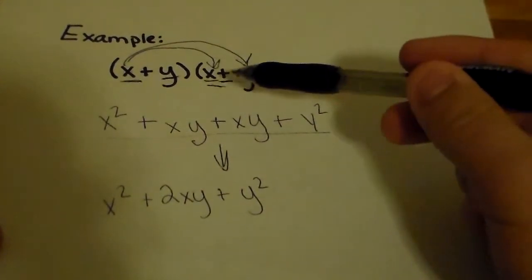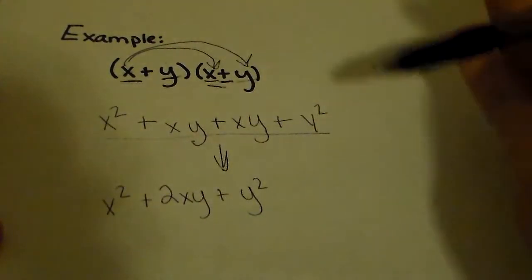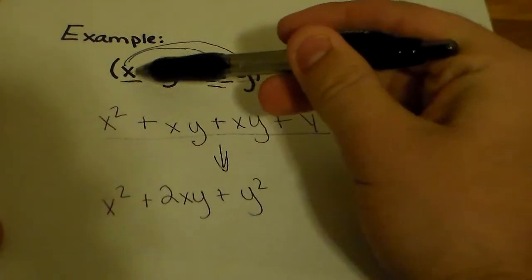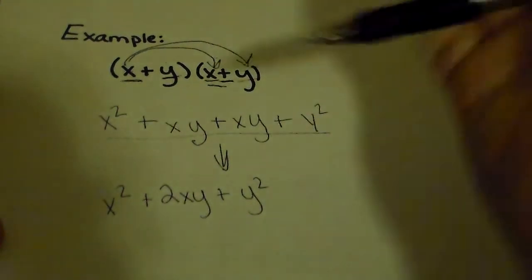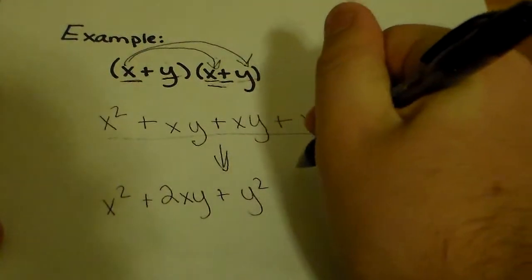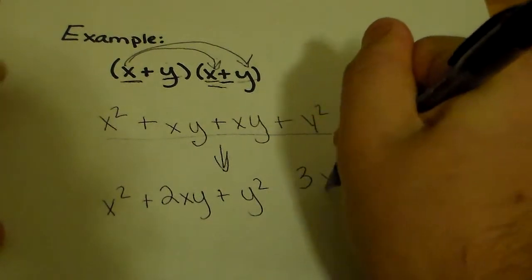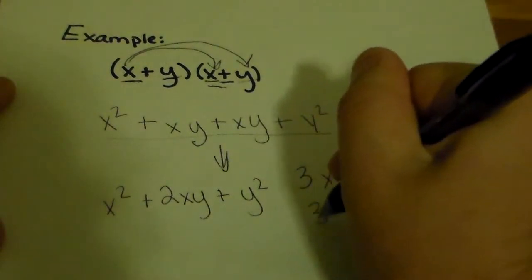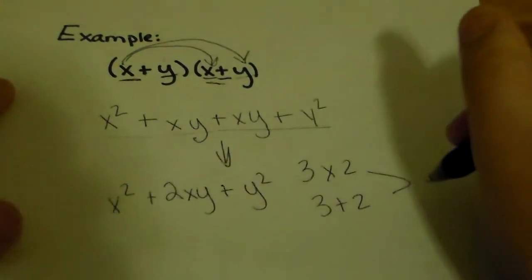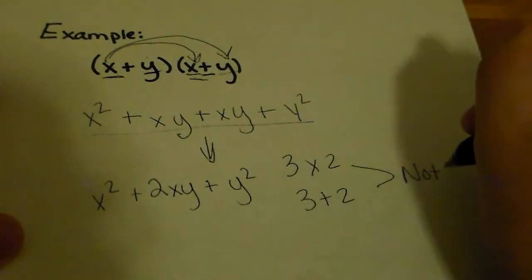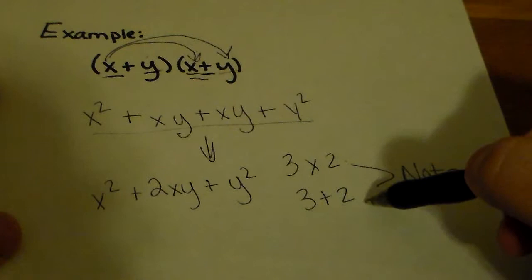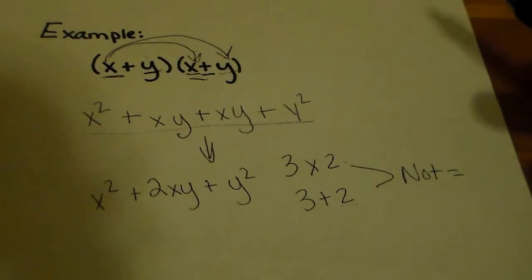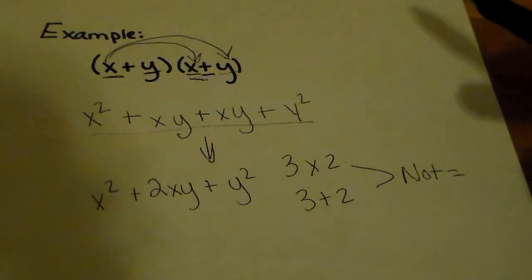the difference between multiplication and adding is, with the x's here, x times x does not equal 2x. So 3 times 2 and 3 plus 2 are not the same. They are not equal, because 3 times 2 is 6, 3 plus 2 is 5. The only exception is 2 plus 2 and 2 times 2. They both equal 4.